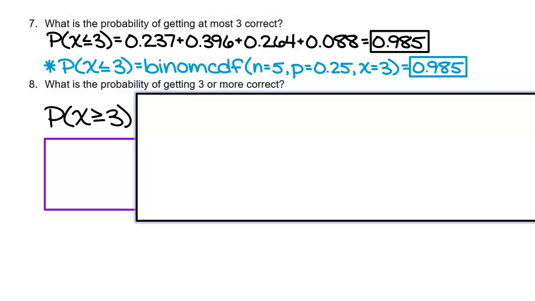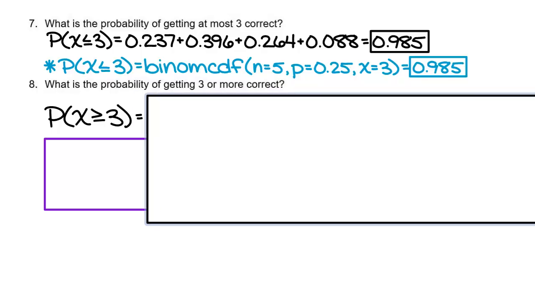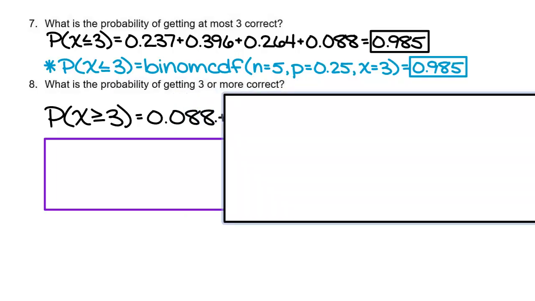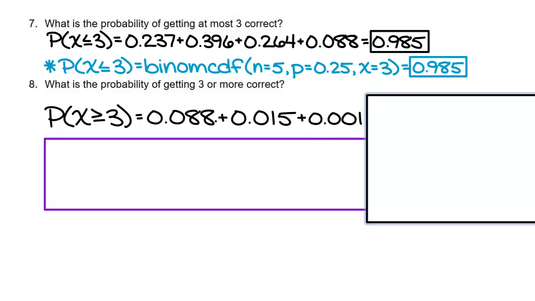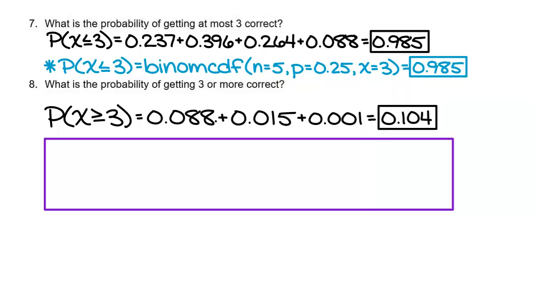What is the probability of getting 3 or more correct? How would I calculate this? Thinking originally, before I showed you any of those other functions. Yep. Add the probabilities for exactly 3 correct, 0.088, exactly 4 correct, 0.015, and exactly 5 correct, 0.001. And you end up getting what? 0.103, 0.104, depending on where you rounded things. You should get about 0.104.